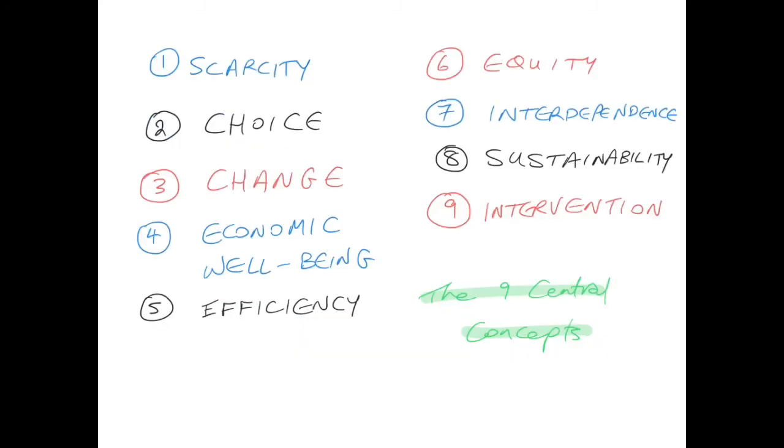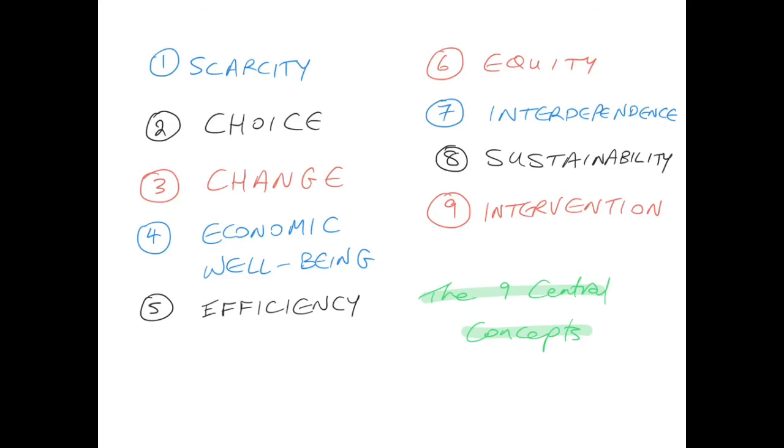So to summarize or wrap up, your IB economics syllabus is concerned with 9 central basic concepts of the study of economics. You should be able to define each of these. You'll find the definitions in your readings. You should be able to talk about how they link, and you should be able to link them to all the other themes and units we will be studying in IB economics.